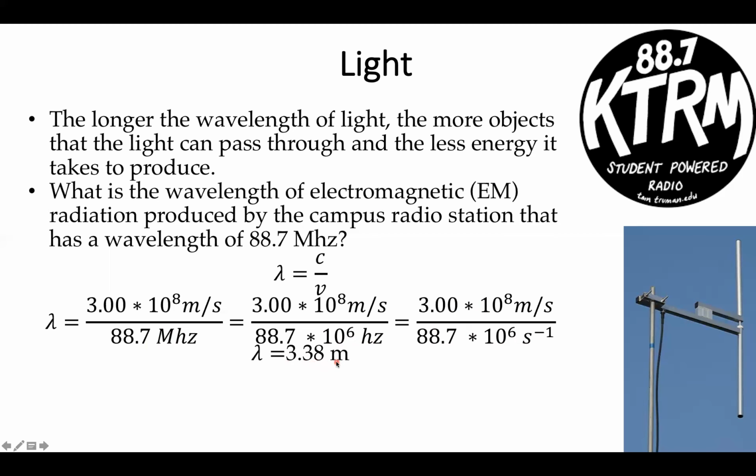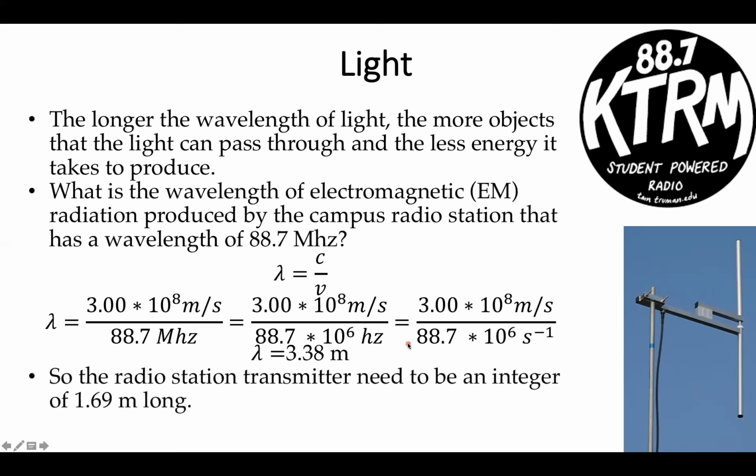Now, this actually has a real physical consequence because in order to generate electromagnetic radiation of this wavelength, I need an electric charge that can vibrate along a mass that is some integer of half that wavelength. So in order for the radio station to transmit, I'm going to want a transmitter that's an integer of half this wavelength.